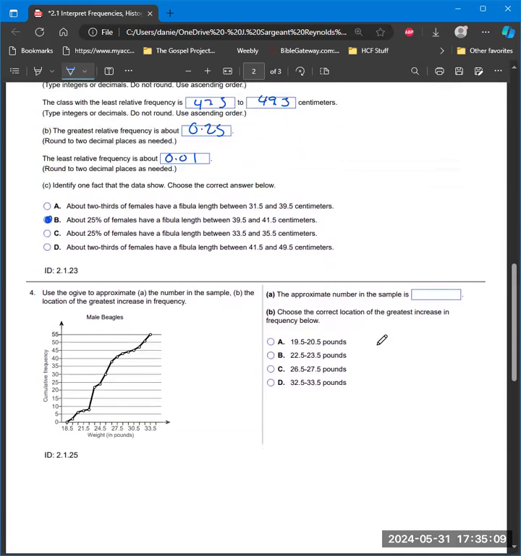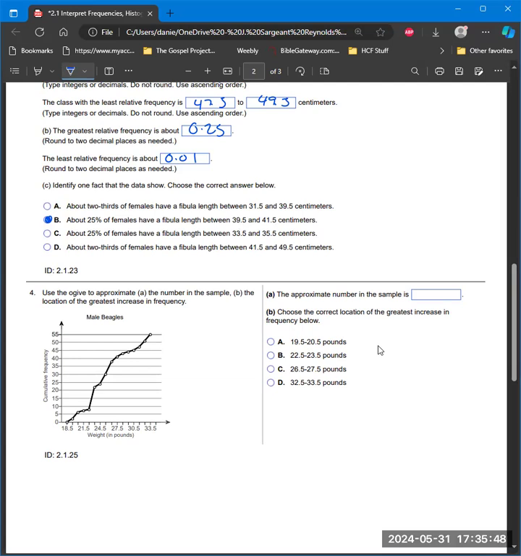Now this is going to be an ogive. An ogive shows cumulative frequencies, excuse me. So it's going to always be increasing here. And we're going to have to look at the slopes to see where it's increasing at the greatest rate, where the graph is the steepest, is usually what we're going to be asked. So use the ogive to approximate the number of people in the sample.